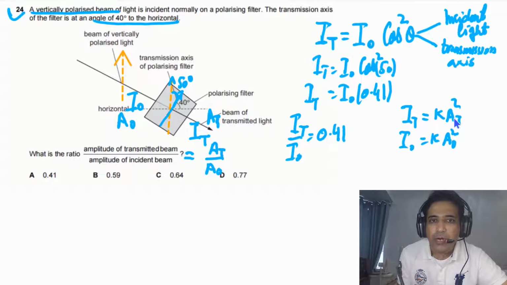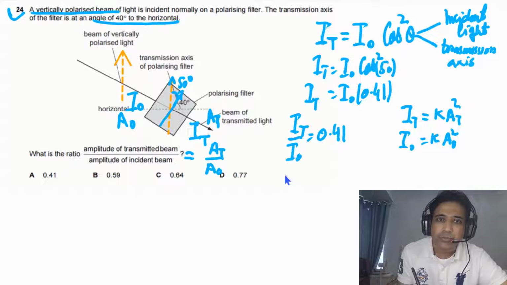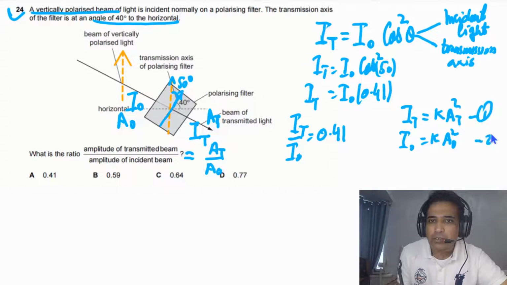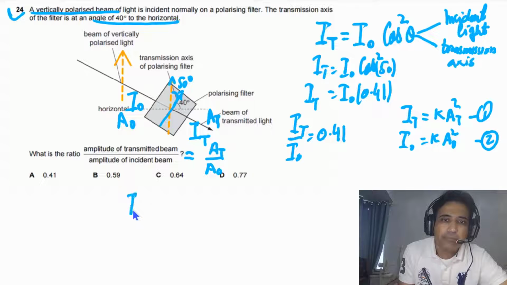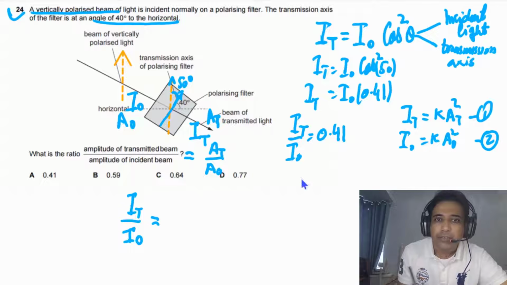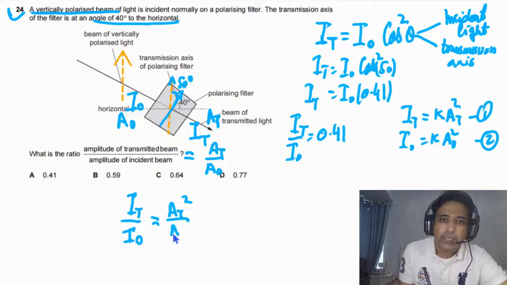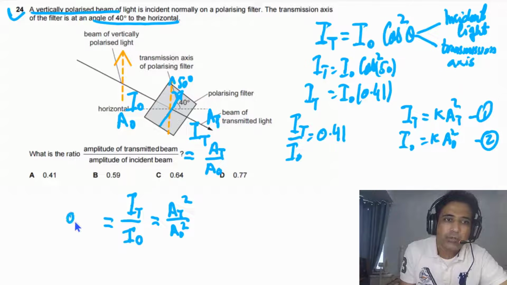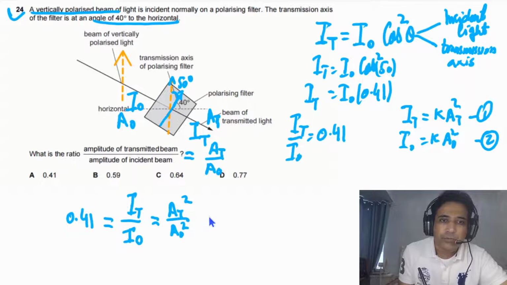So now we can divide these two. Let's say this is equation 1, this is 2. In this case we have IT divided by I naught, and here we have AT square divided by A naught square. K will simply cancel, and IT over I naught we have already calculated, it is equal to 0.41. We need to find out AT over A naught.